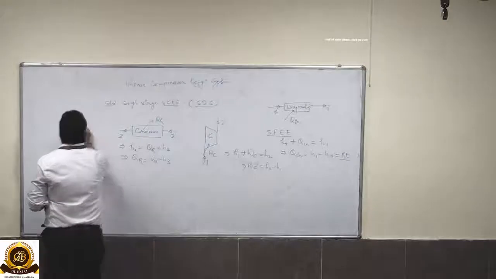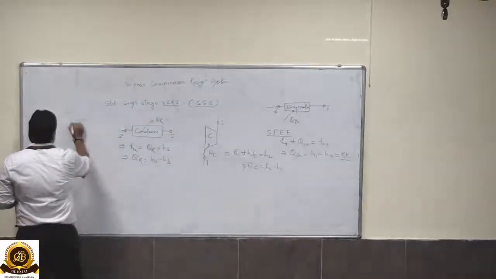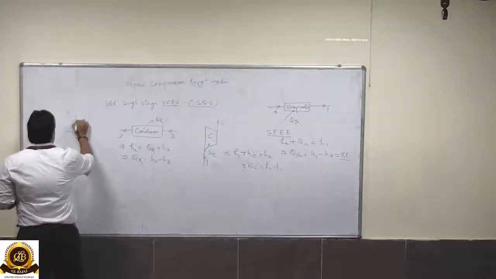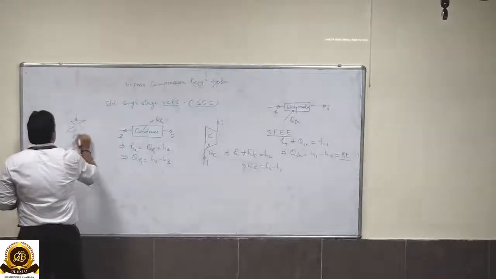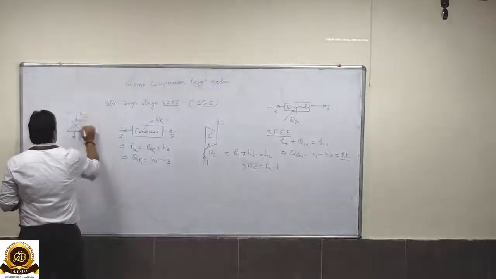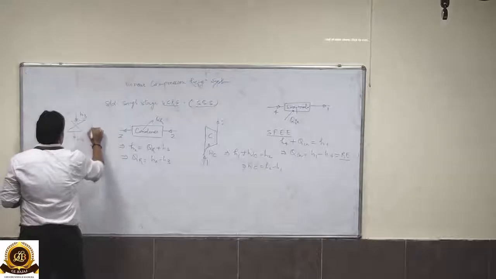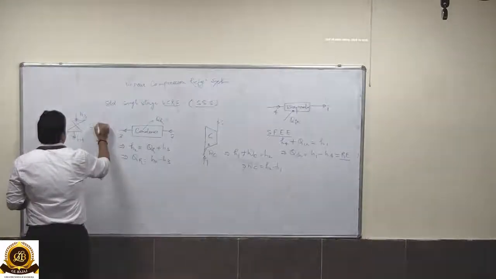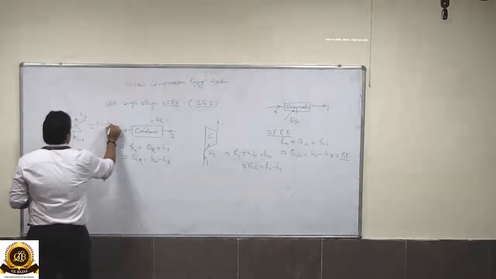Again we have the throttling valve. In the throttling valve the enthalpy remains constant. It is an isenthalpic expansion process, hence H3 is equal to H4.